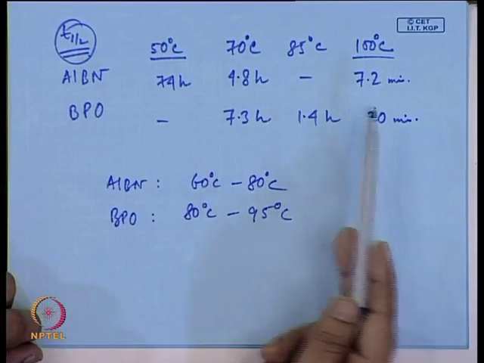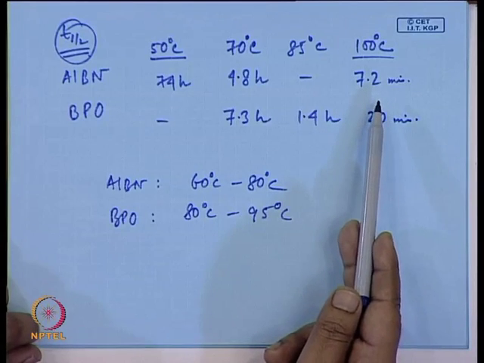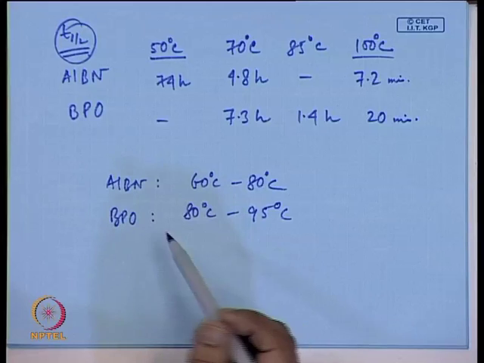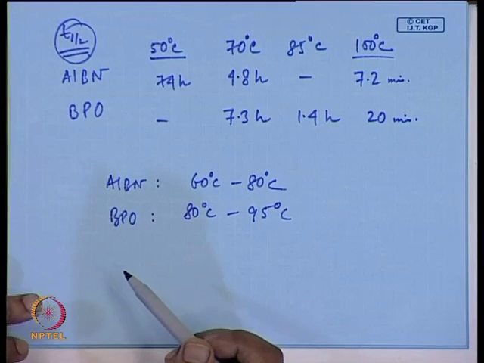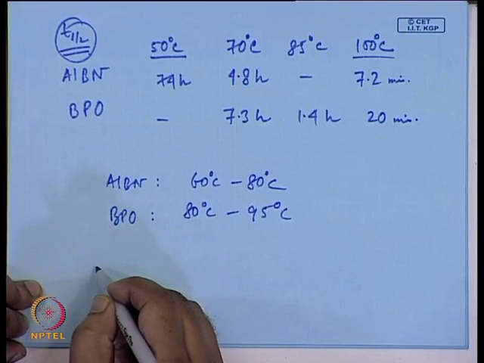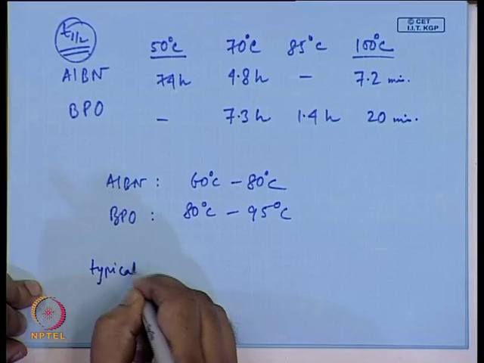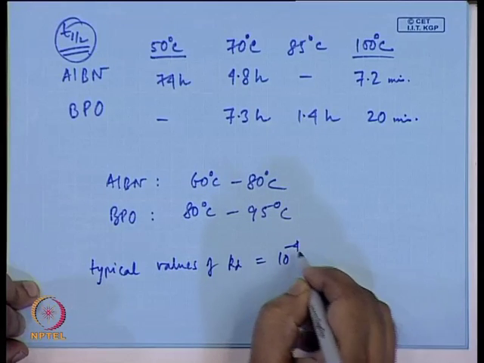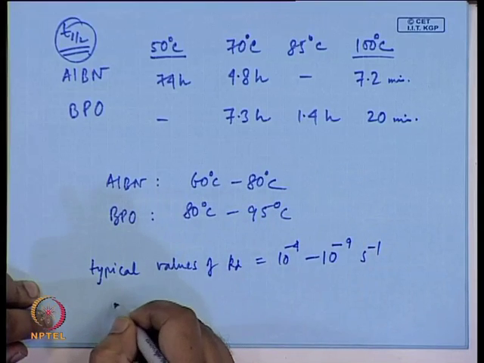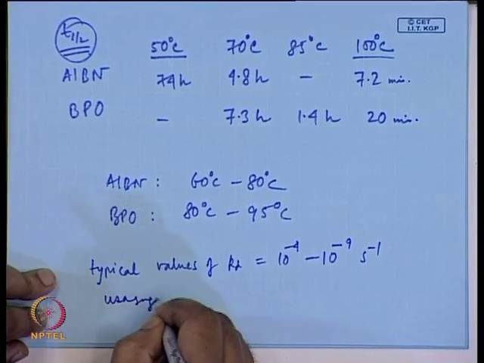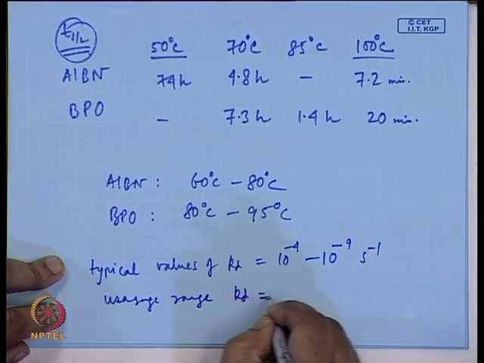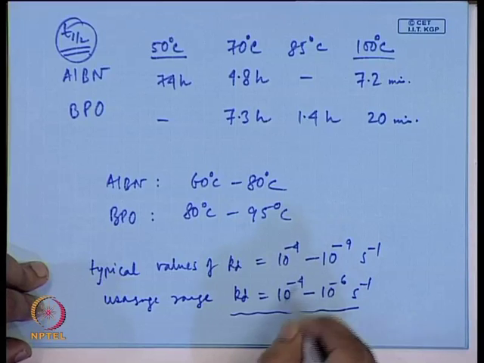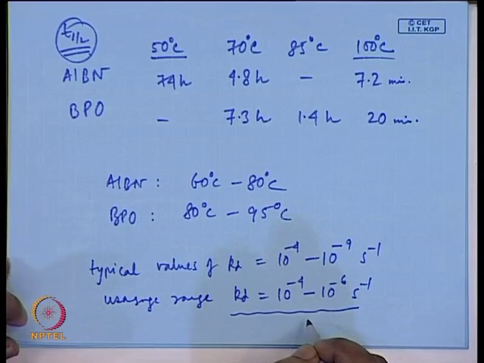For example, AIBN, if you want to use at 100 degree, it is too fast a reaction. So, it is always recommended that you use AIBN and BPO in their respective ranges to have a moderate reaction rate. Typical values of kd for thermal initiators are 10 to the power minus 4 to 10 to the power minus 9 second inverse. The temperature where your kd lies in the usage range, 10 to the power minus 2 to 10 to the power minus 6, is the temperature where the reaction is typically done.